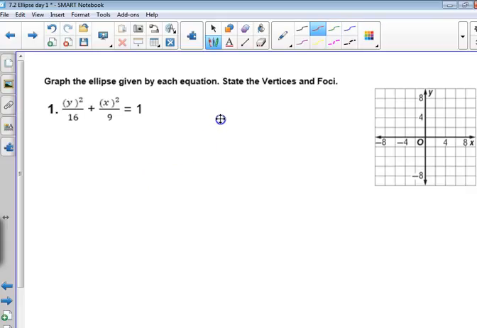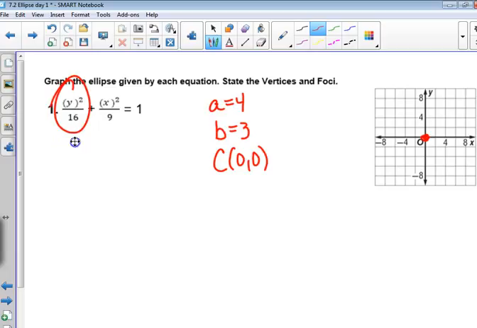This one's super easy. Tell me some things you can tell. A is 4, B is 3. Where's the center? There's the center. Be careful. The bigger number's under Y, so we have to go the 4 up and down. So it's 0, 4, 0, negative 4. Yep. The co-vertices are 3 units out this way.